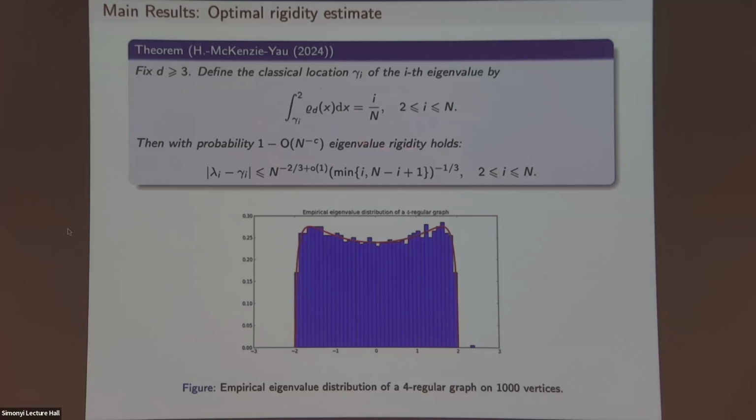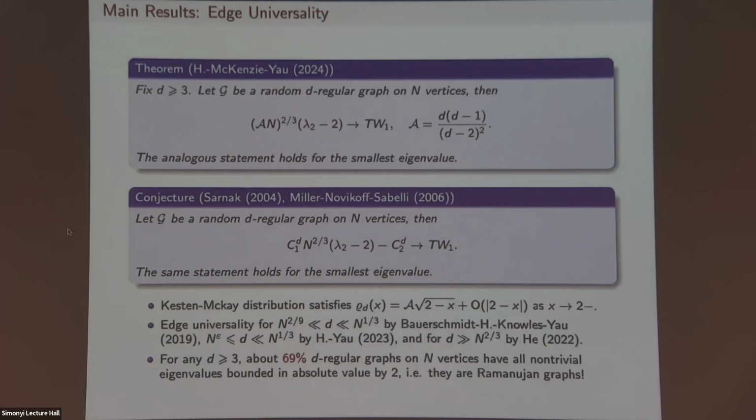So this is a concentration of eigenvalue. The next result is about the edge universality. We basically confirm this conjecture. We show for random d-regular graphs, if you take lambda 2 minus 2, and rescale it by this factor a, which is a number that depends on the degree d, a times n to the 2/3, then it converges to the Tracy-Widom distribution. So in terms of those constants, C2d is 0, and C1d depends on the degree d. So it's some normalization constant that depends on degree.